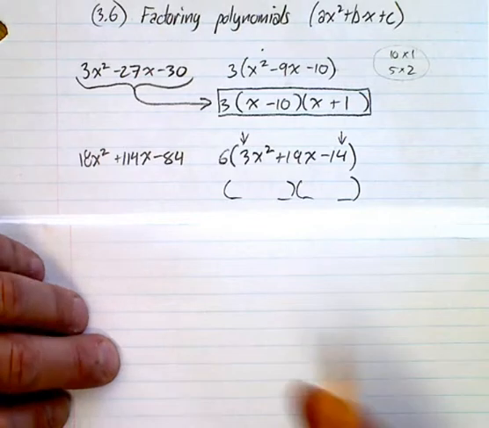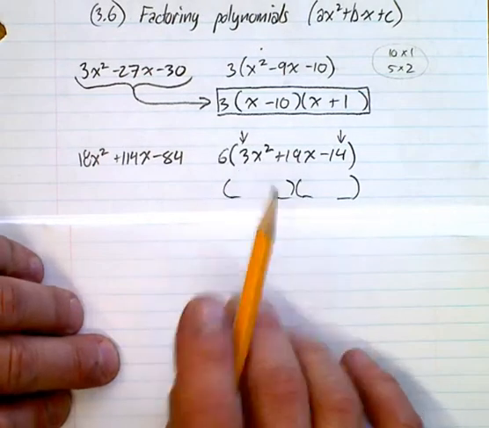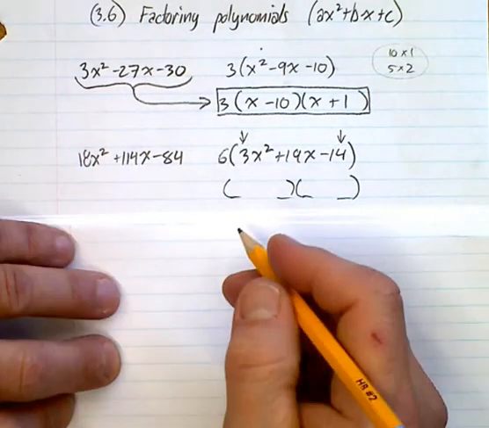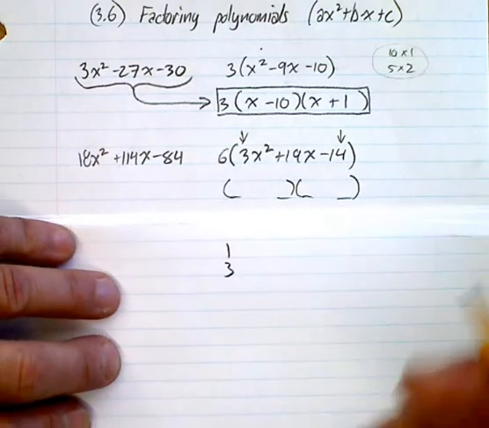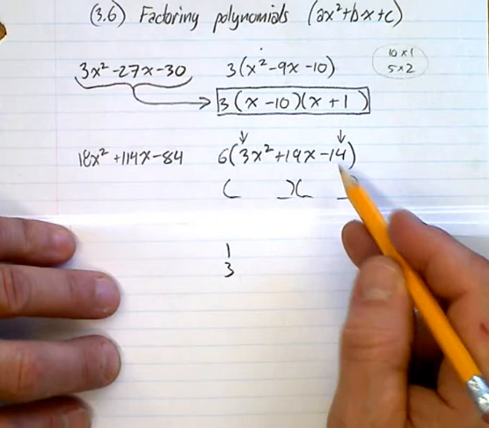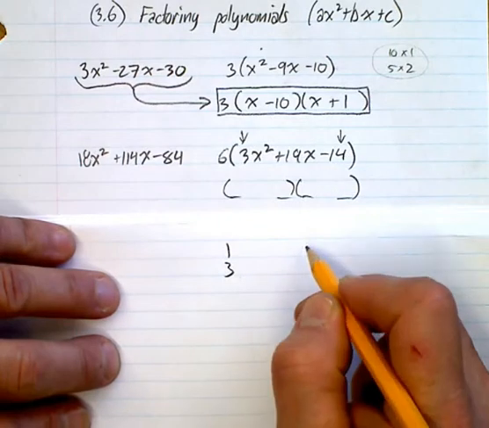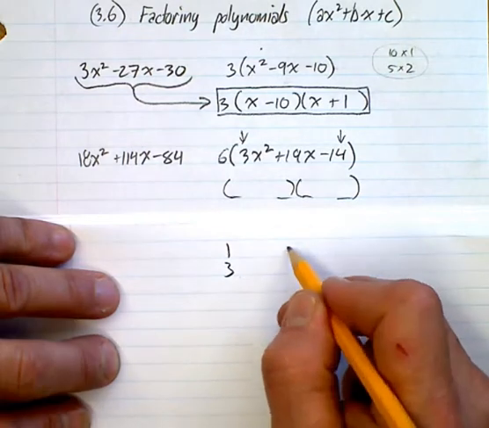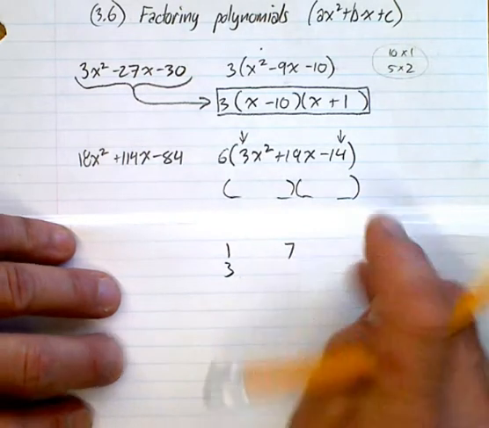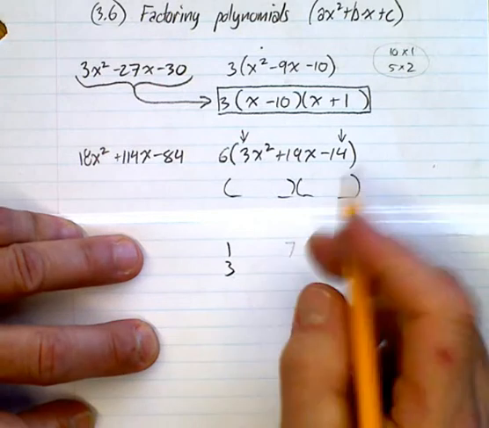I'm going to ask you what two numbers multiply to give you 3. You're going to say either 1 and 3 or 3 and 1. I'm just going to go 1 and 3. I'll put them on top of each other. 14. I have two choices. It could be 7 and 2, or it could be 14 and 1. So let's do 2 and 7 here.